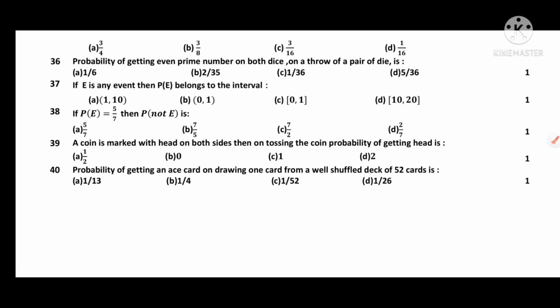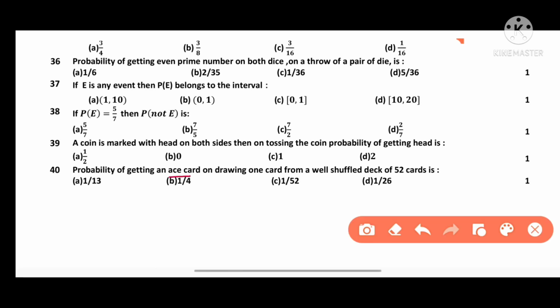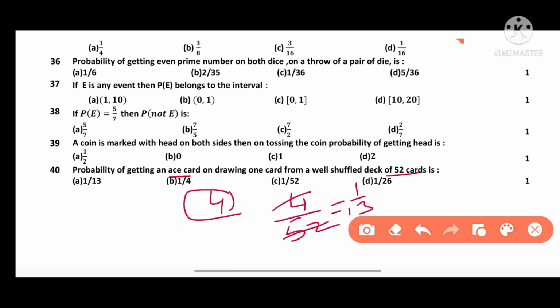Last question. Probability of getting an ace card on drawing one card from a well shuffled deck of 52 cards. Now ace cards are 4 and total number of cards is 52. So favorable outcomes 4 and total outcomes 52. So answer is 1 by 13, that is A option.